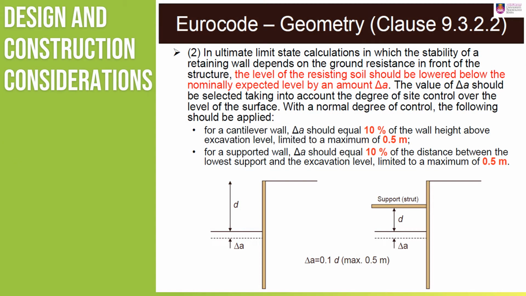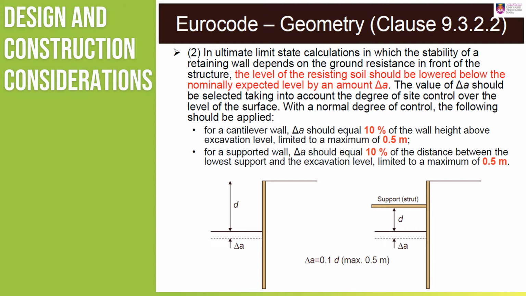For the Eurocode, in terms of geometry, in the ultimate limit state calculation in which the stability of the retaining wall depends on the ground resistance in front of the structure, the level of the resisting surface should be lowered below the nominal expected level by an amount delta A. So the value of delta A should be selected taking into account the degree of site control over the level of the surface. With a normal degree of control, the following should be applied.